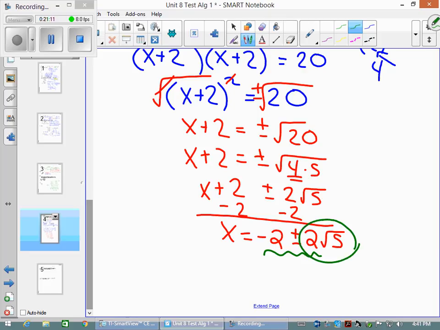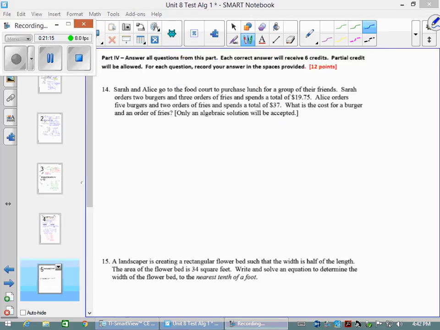Okay, for question 14, we're looking at a question that's involving two girls, Sarah and Alice, going to a food court. They're purchasing lunch for their group of friends. So it tells us that Sarah is ordering 2 burgers and 3 orders of fries and spends a total of $19.75. Alice orders 5 burgers and 2 orders of fries and spends a total of $37. So we're dealing right now with amount of burgers and amount of orders of fries. So we need some let statements here.